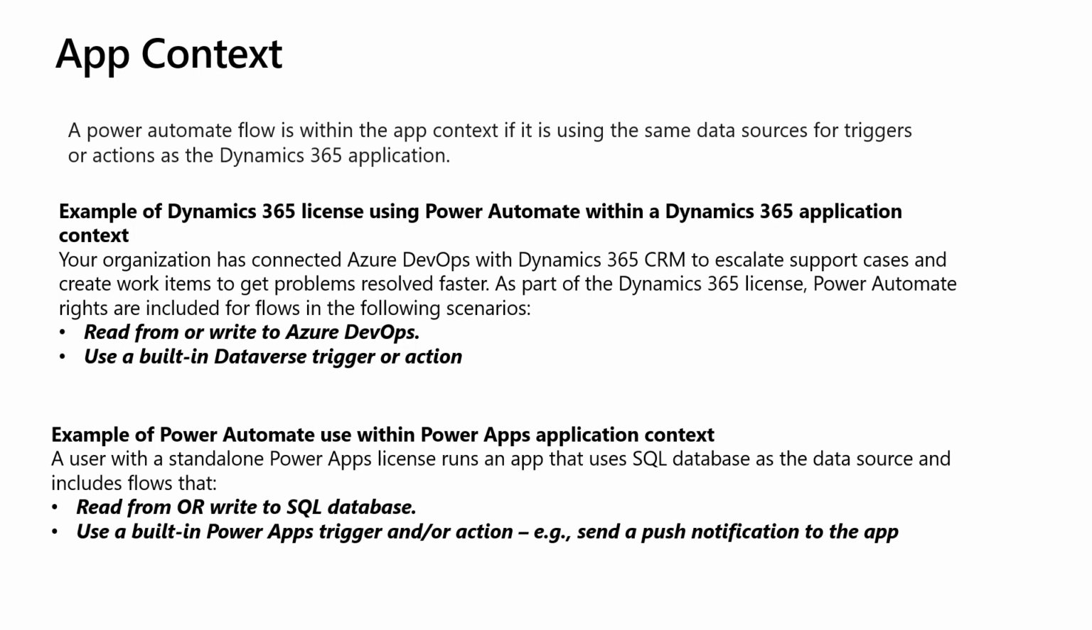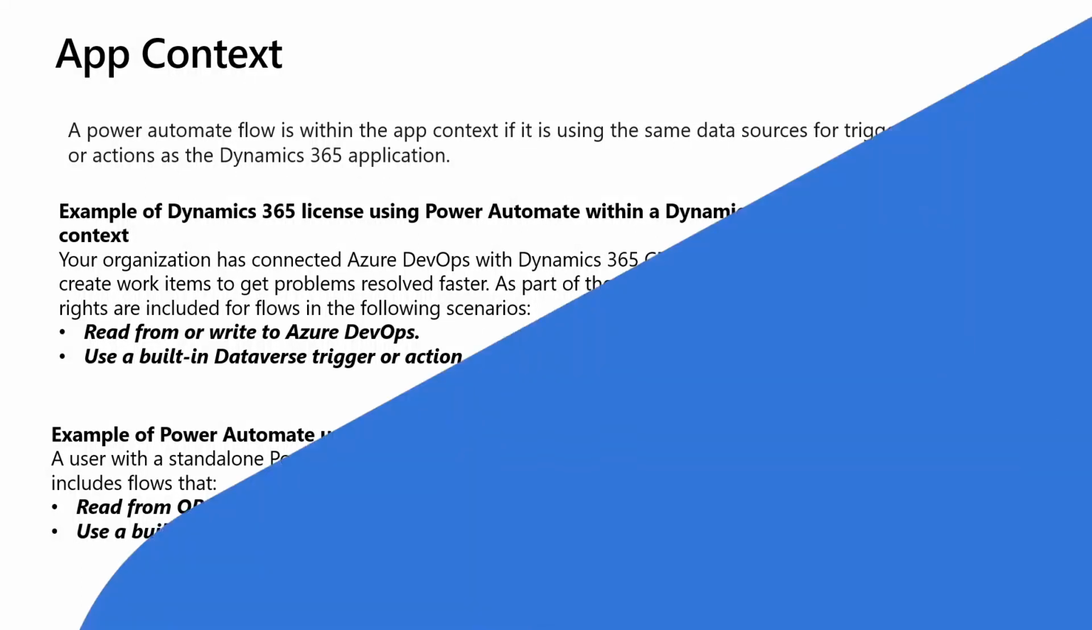The same definition applies to Powerapps. The only difference is the Canvas app can have different data sources, such as SQL database, SharePoint, or even Dataverse. In the second example, a Power App is interacting or using SQL database as a data source. If you create a flow, the flow will be in the app context if it is reading or writing the data to SQL database, or using a built-in Power App triggers or actions. For example, send a push notification to the app.